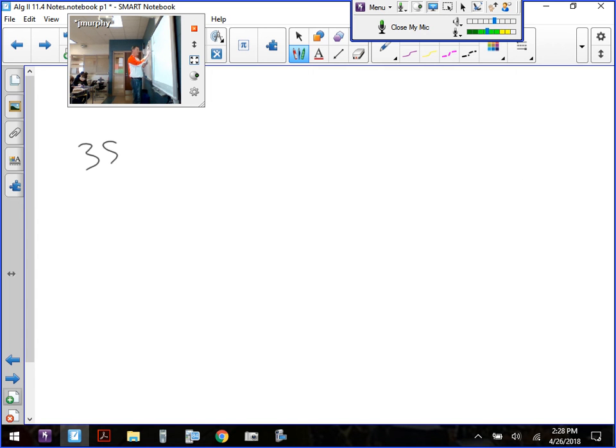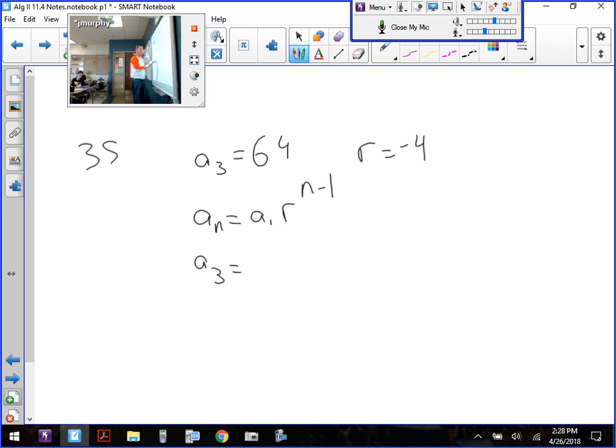Given the third term of a geometric sequence and a rate of -4, write the formula and find the 8th term. So if I know that my nth term is my first term times the rate to the n minus 1, and I have the third term, which is 64, which equals the first term times -4 to the 3 minus 1. So 64 will equal -4 squared, which is 16, times my first term.